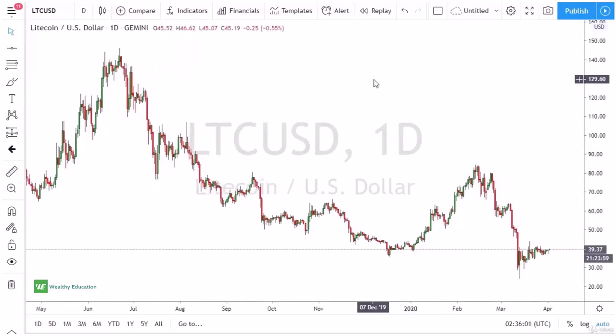So pay attention to what price is doing over the longer term. You are looking to trade with the longer term trend. Yes, you can make a few bucks here and there. In Litecoin here, certainly you could have made money buying. But the reality is you are fighting the overall trend.